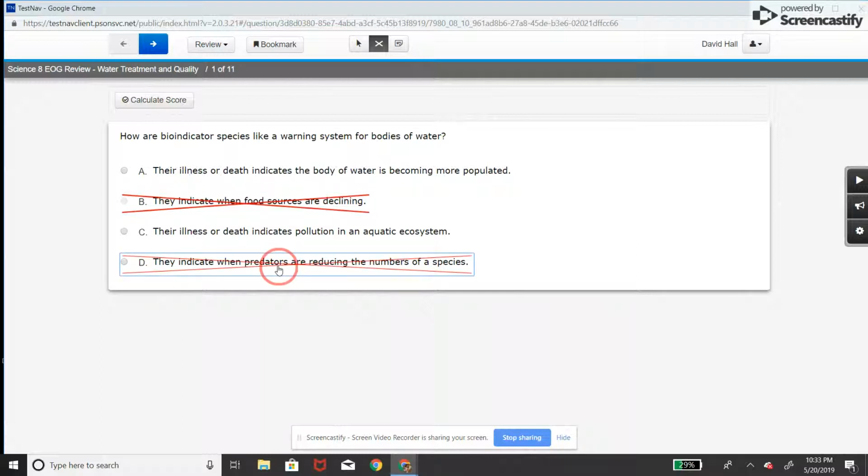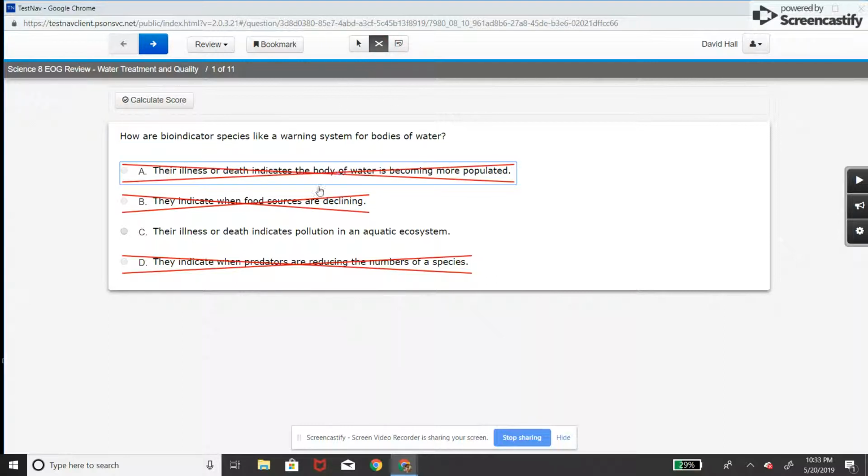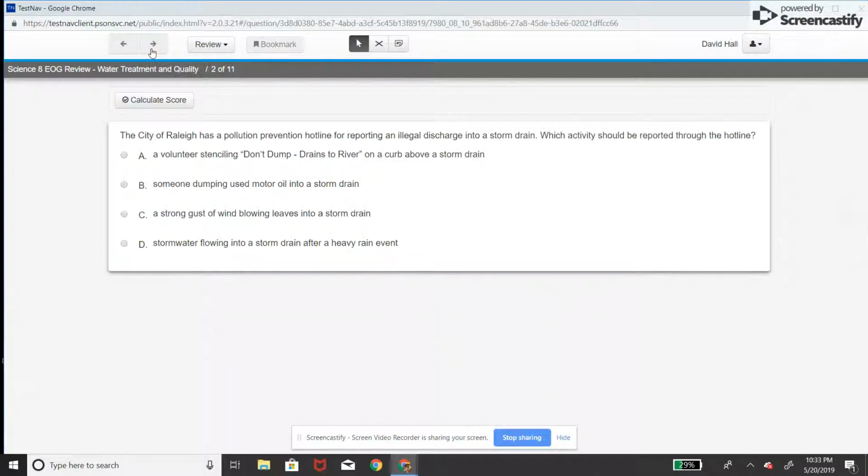They indicate that predators... their illness or death being become more populated. I read that entirely wrong. Be careful with that. It's not populated. It's all to do with pollution. More pollution is going to lead to their death because more pollution leads to less dissolved oxygen.